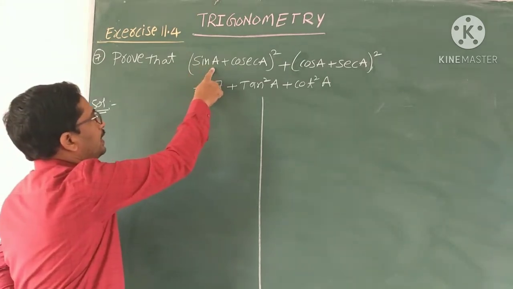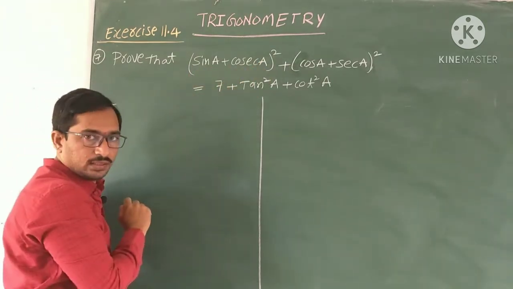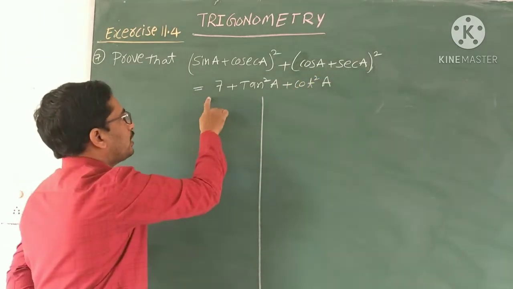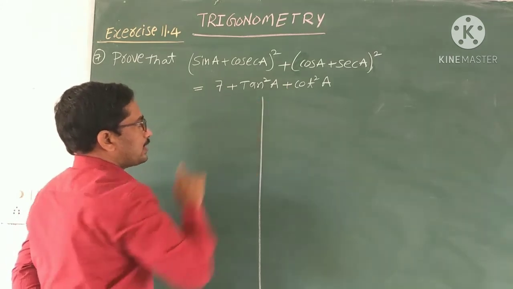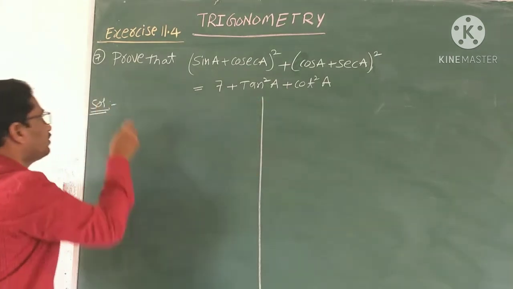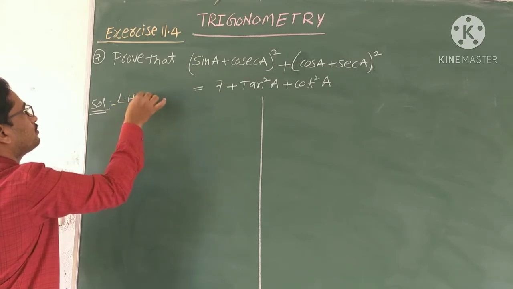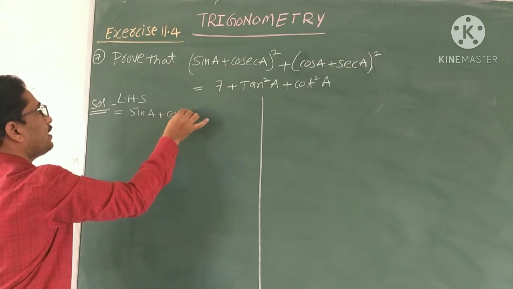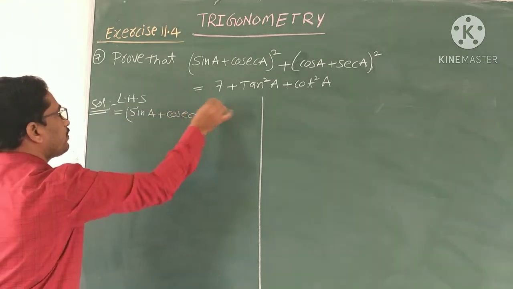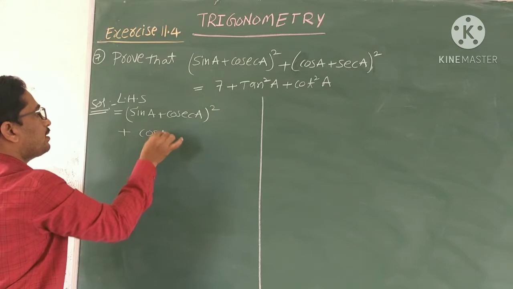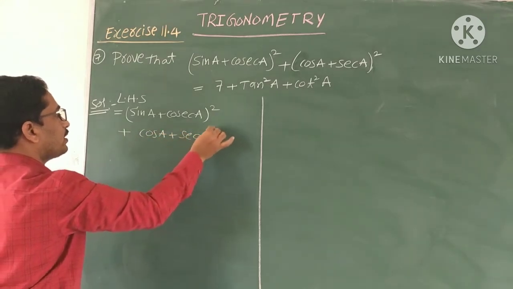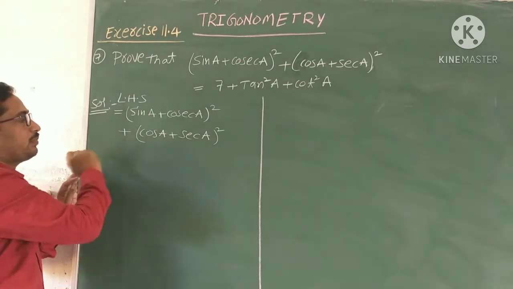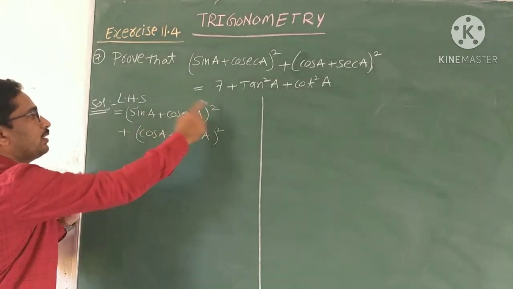See the 7th problem. Prove that (sin A plus cosec A) whole square plus (cos A plus sec A) whole square equals 7 plus tan square A plus cot square A. So take the LHS. LHS equals (sin A plus cosec A) whole square plus (cos A plus sec A) whole square. So apply the A plus B whole square formula. It contains two terms separated with plus.